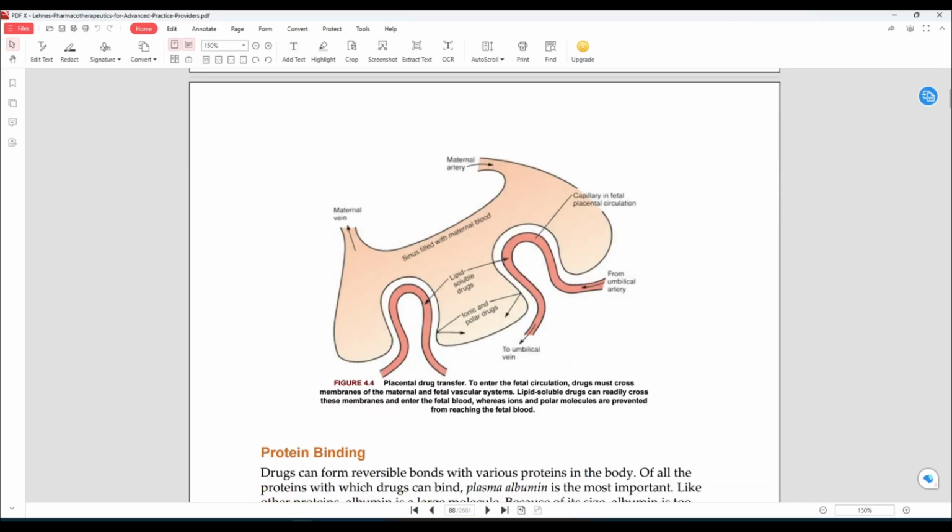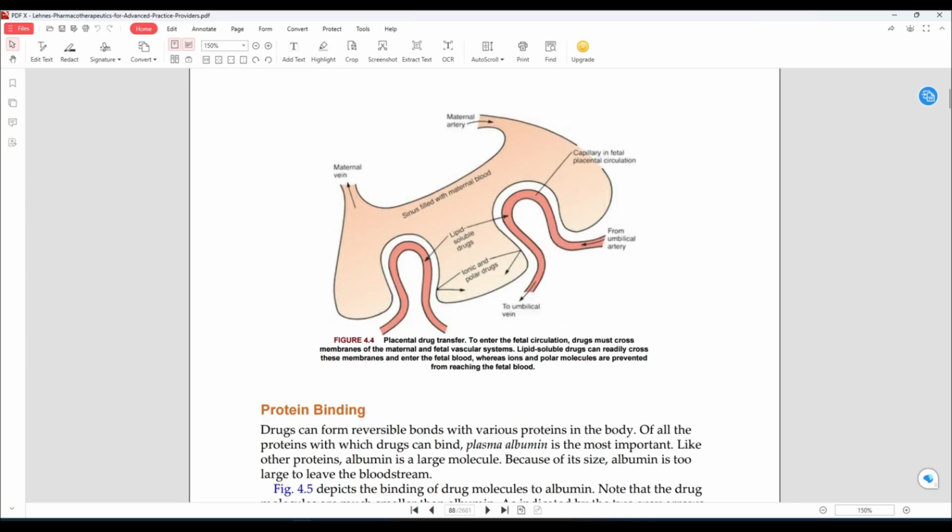So here is a picture of the placental drug transfer. Again, a good spot to pause if you need a review of the anatomy.